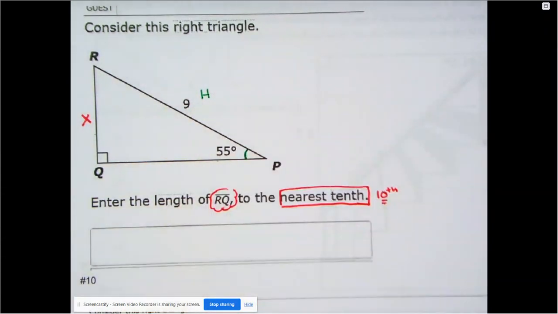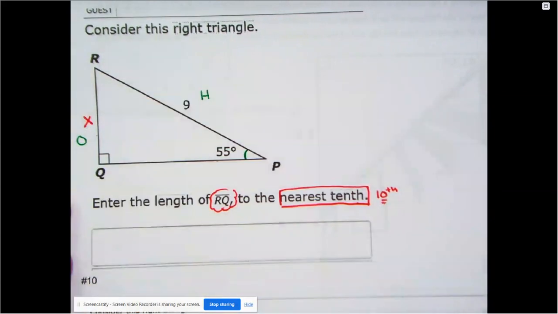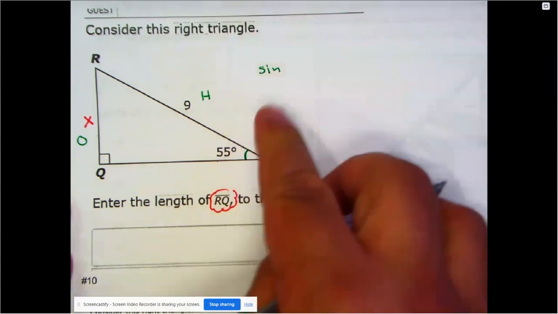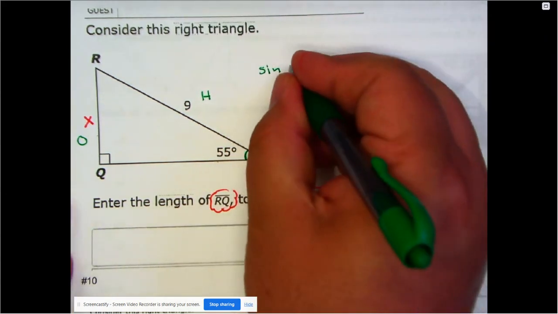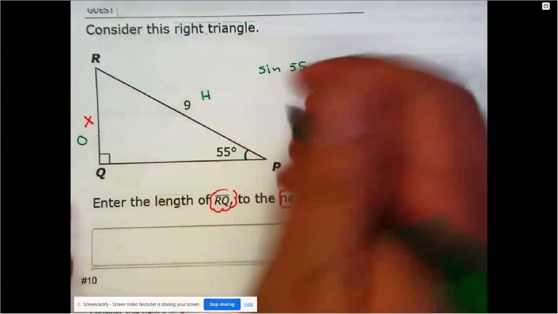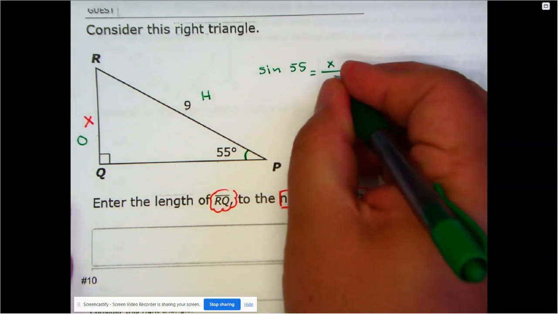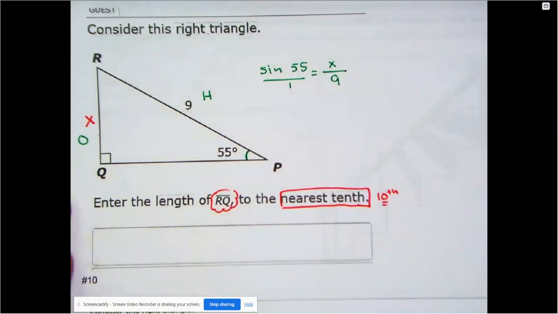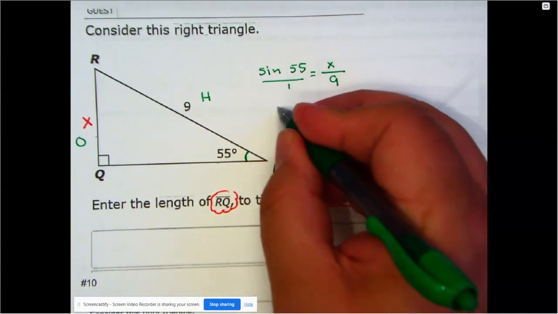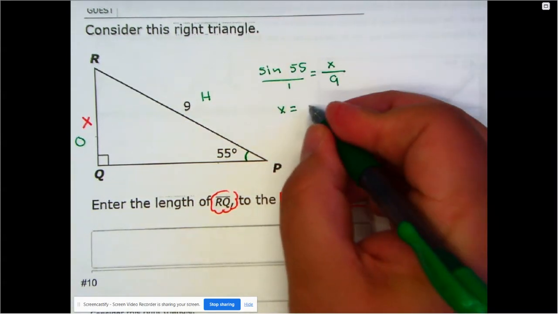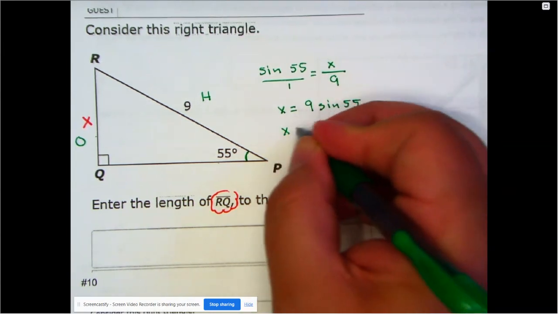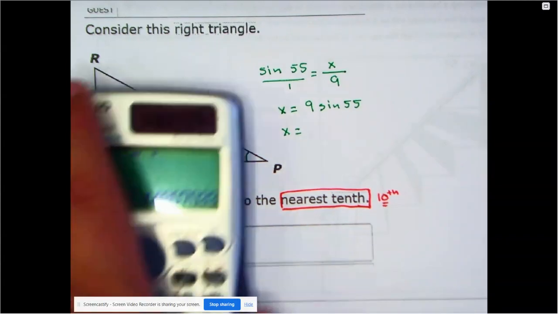This is my height, which means now we know this is the opposite. And if it's O and H, no hesitation. We're going with sine. Sine of 55 is equal to a fraction, opposite over the hypotenuse. Put a little 1 under it. And here now we're ready for a cross multiplication. 1 times x is x. 9 times sine of 55 is 9 sine of 55. And just like that, look, we're ready for an answer here. We're ready for the calculator.